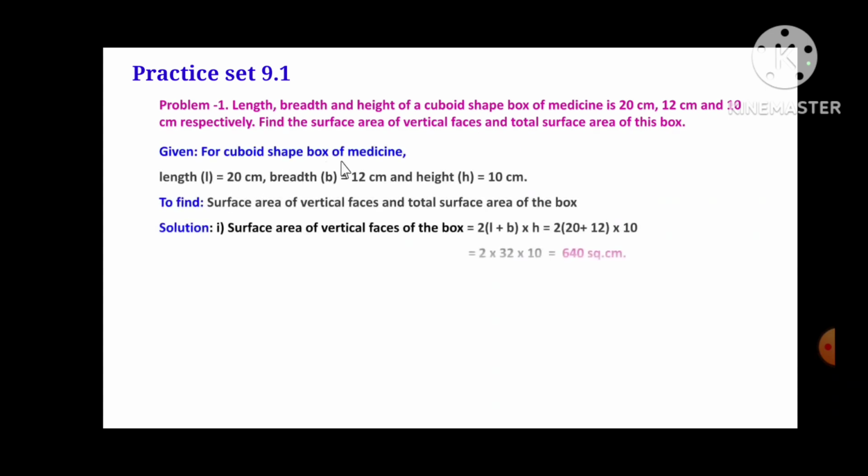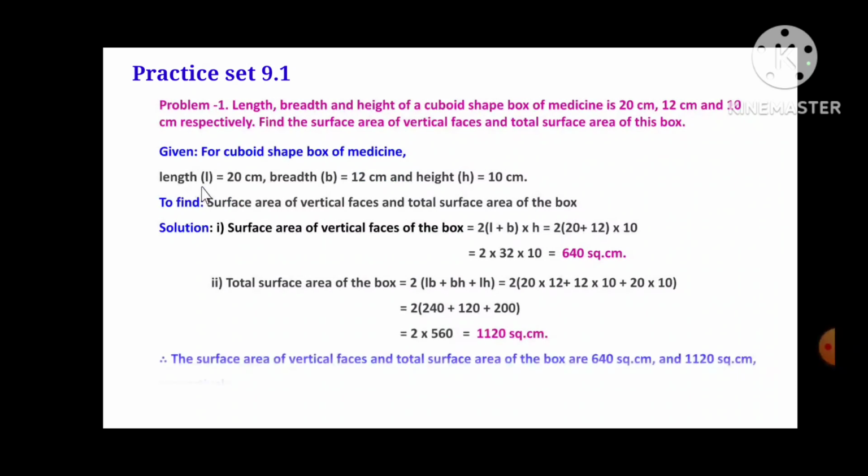Here for the cuboid shape box, length is 20 cm, breadth is 12 cm and height is 10 cm. We have to find out the surface area of vertical faces and the total surface area. Now surface area of the vertical faces, that is lateral surface area of the box, is equal to 2 into bracket L plus B into H. So 2 into bracket 20 plus 12 into 10. After substitution of these values, it can be simplified in the next step: 2 into 32 into 10, which is 640 square centimeter.